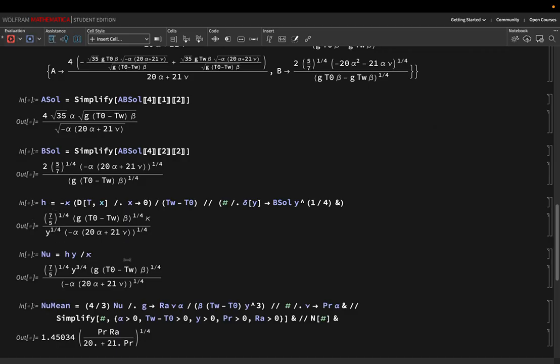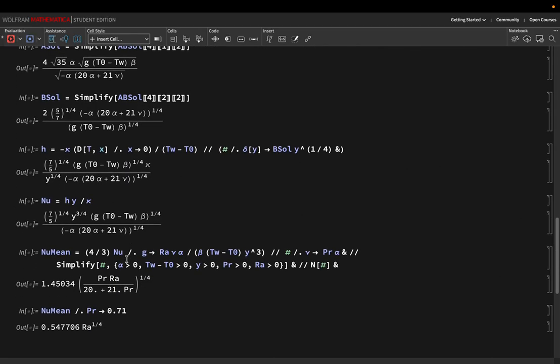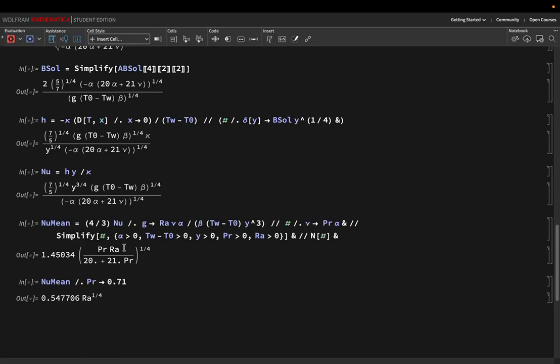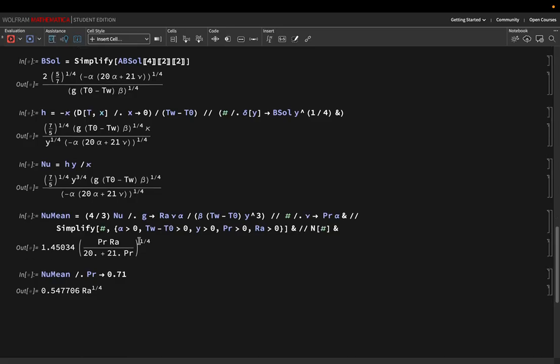And once I have h, I can calculate the Nusselt number. The mean Nusselt number is 4 by 3 times Nu, which is again straightforward. So if I substitute for air, for example, where the Prandtl number is close to 0.71, then the mean Nusselt number is given by this expression, 0.54 times Ra to the power 1 by 4. Again, as you remember, the assumptions are that it is a steady, 2D, laminar flow, all these assumptions we have considered.